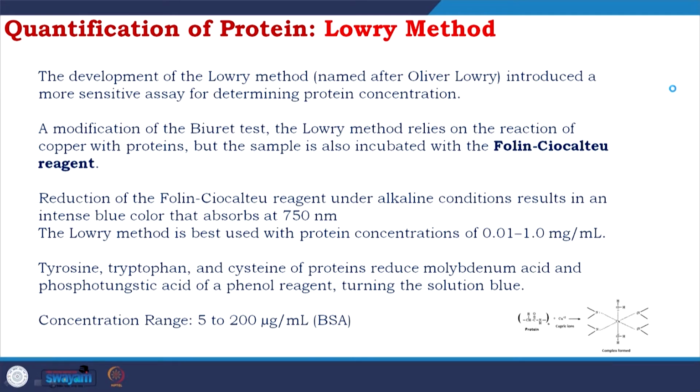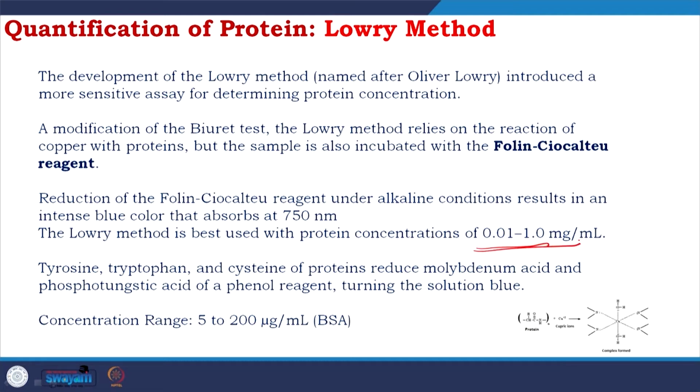The Lowry method relies on the reaction of copper with protein, the same way biuret used to be done, but the sample is also incubated with a reagent called Folin-Ciocalteu reagent. So, you see that this is the complex here. The reduction of the reagent under alkaline condition results in an intense blue color that absorbs at 750 nanometer. The Lowry method is best used with protein concentration 0.01 to 1 mg per ml.